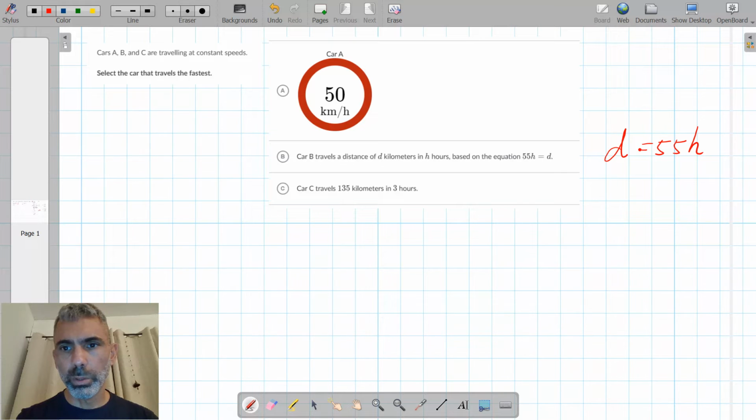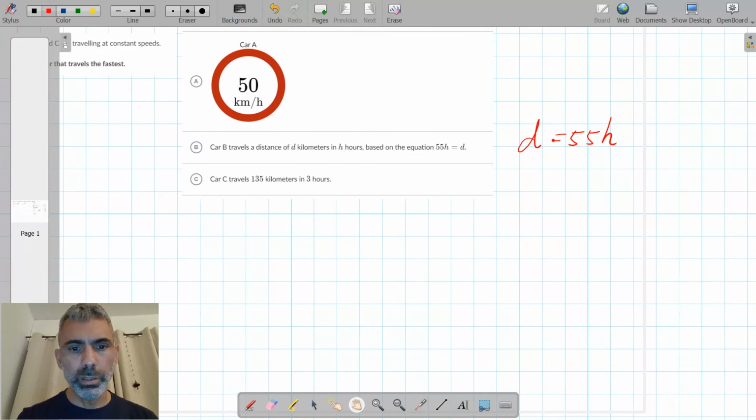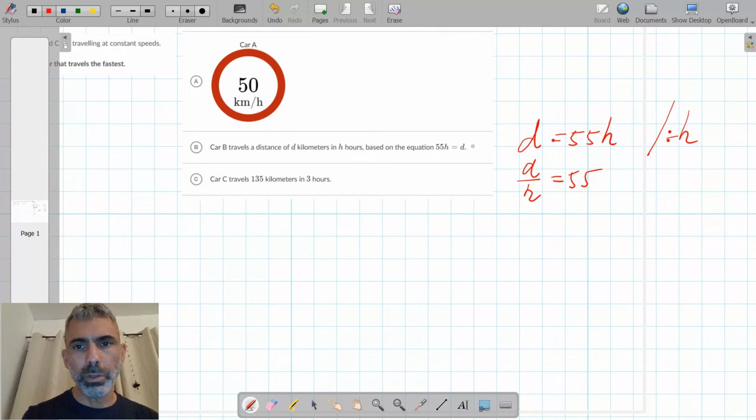So if we want to know how many kilometers the car travels per hour, we need to divide both sides of the equation by h. So distance per hour equals 55. So car B goes at 55 kilometers per hour, because the distance here is in kilometers.